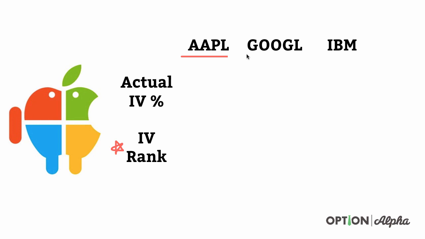So we're going to look today at Apple stock, Google stock, and IBM. Comparing 3 different big name stocks, very liquid, lots of volume and open interest across the board, and basically look at their implied volatility, the actual number, versus implied volatility rank.